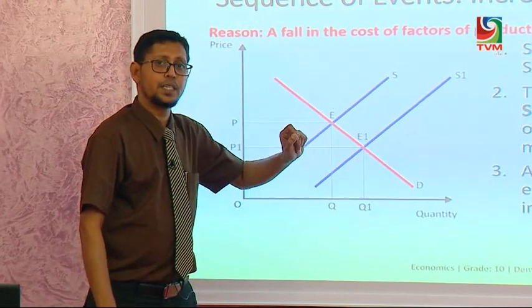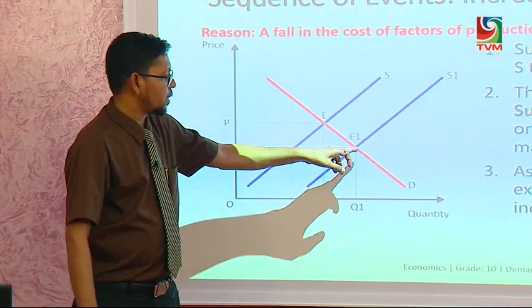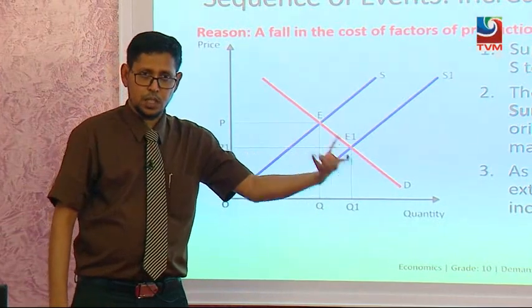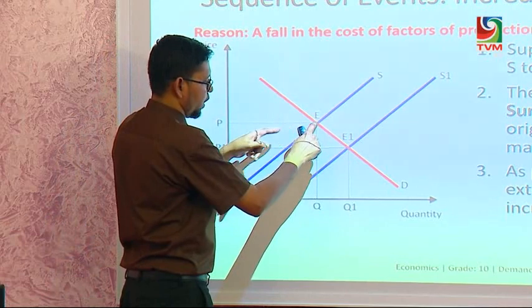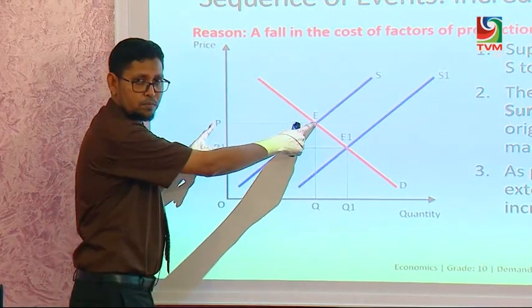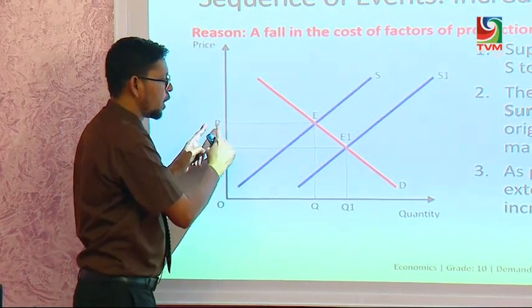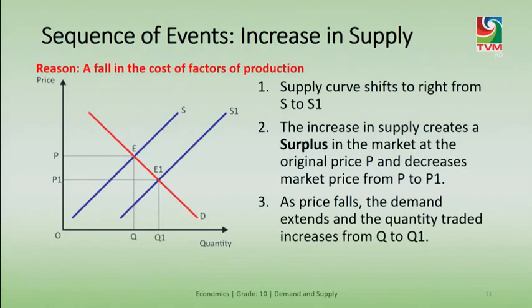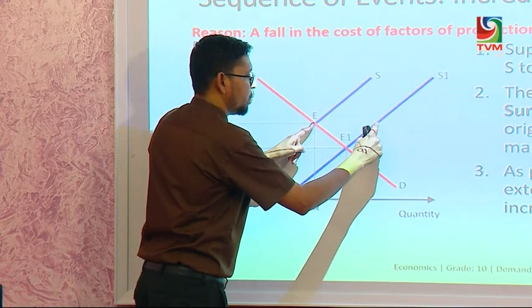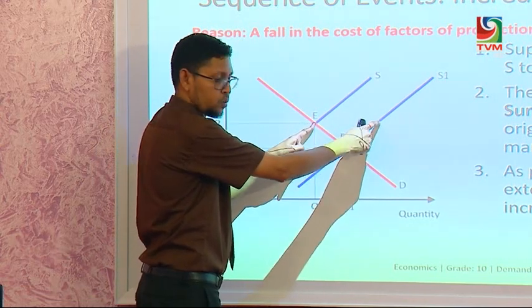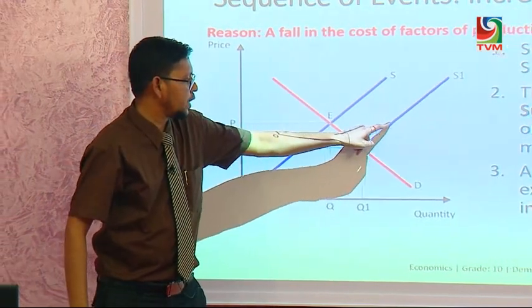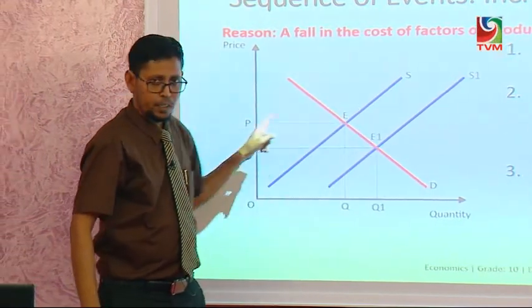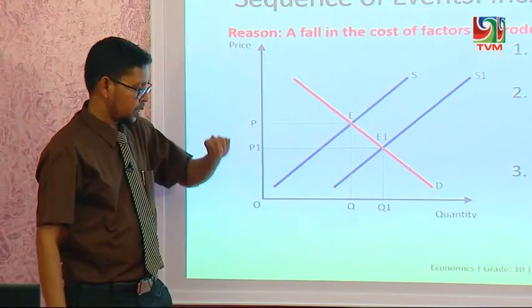When the supply increases, this surplus occurs. Here is a surplus. Actually, this is the original price. At this price, the demand is here, but the supply will be around here at the new supply curve. So there is a surplus. More quantity is supplied at the original price.